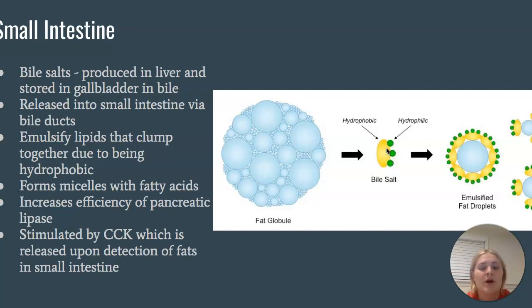So bile salts are made in the liver. They're a part of the bile, which is stored in the gallbladder, and it's released into the small intestine through bile ducts. And their job is to emulsify those lipids that you can see are clumped together, and they'll be separated into their individual parts where pancreatic lipase can actually catalyze its reaction. So it'll increase the efficiency of that enzyme. And then these are stimulated by CCK, and that's released when the body detects that fats are present in the small intestine.